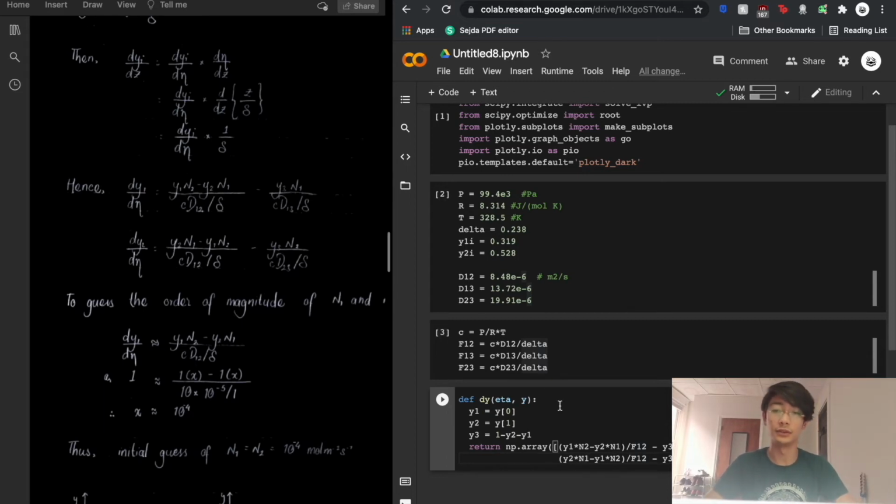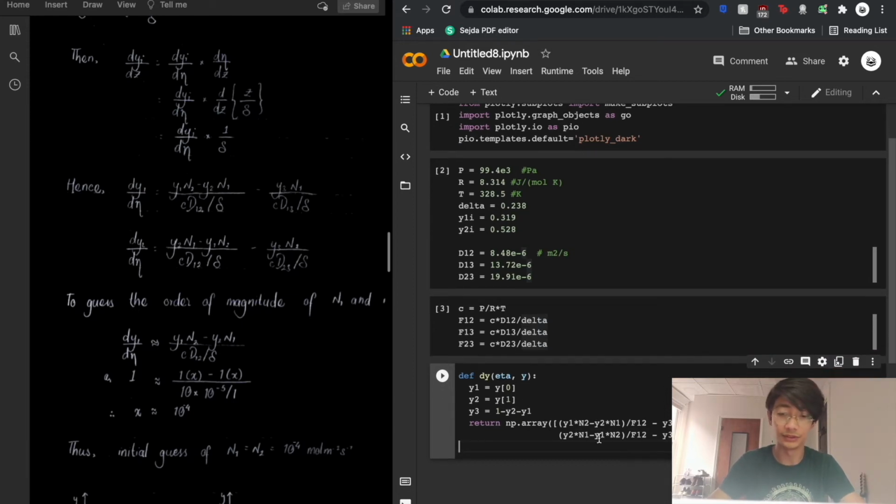And there we have it. Those are our two Stefan-Maxwell relations. Now, what we eventually want to do with this is solve this differential equation. And in order to do that, we're simply going to use the solve_ivp function.